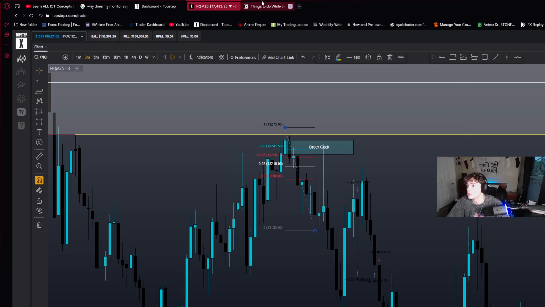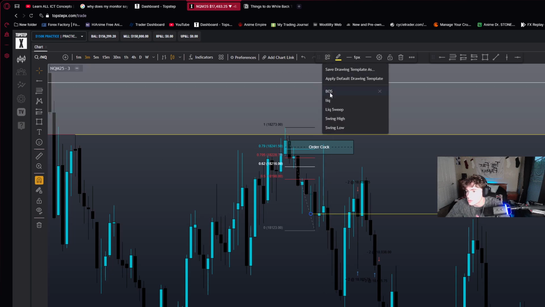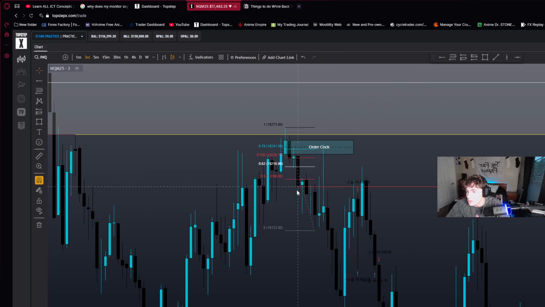Let's see, what else is my trading strategy consist of? Liquidity sweep, order block, break of structure. We had a break of structure right here, off of a swing low at least. This could also be considered the break of structure, but there's no swing low, so it's not a high probability break of structure, I would say.